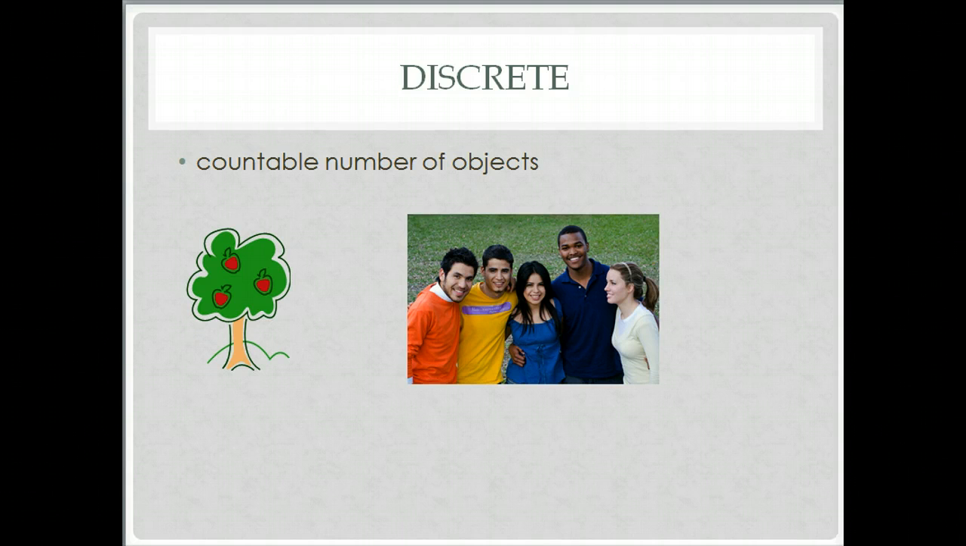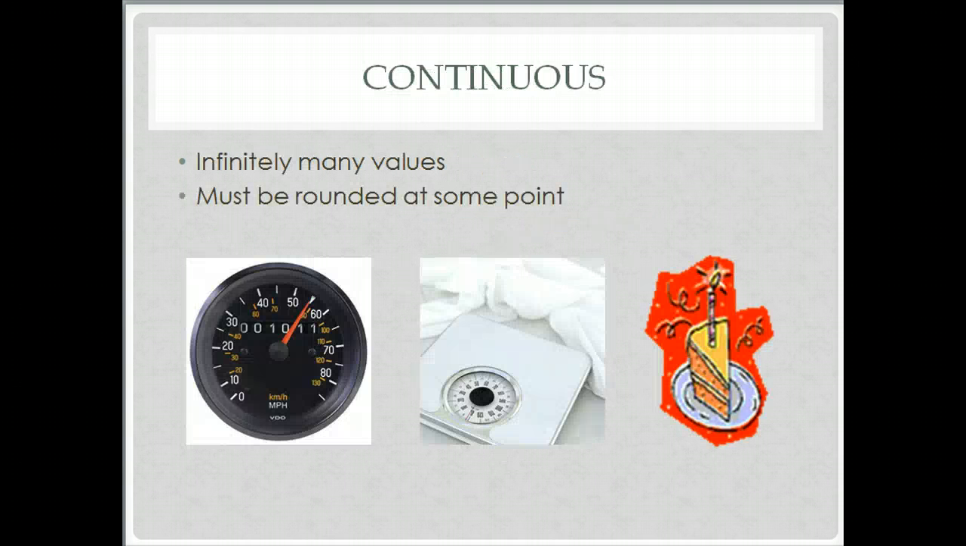Discrete variables have a countable number of objects. For example, if you were to look at the number of apples on the tree, you could count them and say, 1, 2, 3, there are 3 apples on the tree. There's no doubt in your mind. Or there are 5 people in this picture. They're very countable objects.